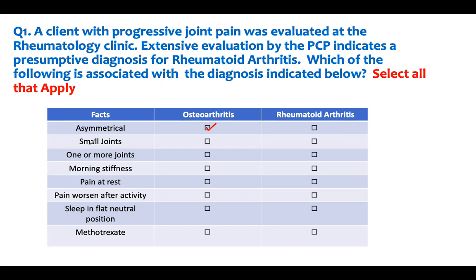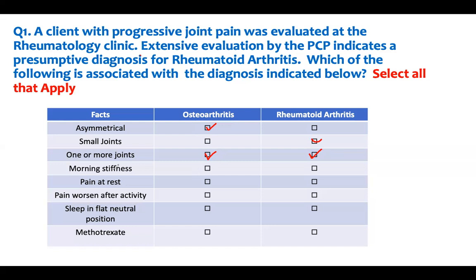Small joints. This is common with rheumatoid. Rheumatoid is very common with the small joints, so your hands and fingers. Osteoarthritis is a bigger joint, so your knees. Older patients complain of joint pain. They are all symptoms of osteoarthritis, not rheumatoid. One or more joints. This can involve both. So osteoarthritis can involve multiple joints, rheumatoid also multiple joints. But remember, it's just one side. This one is both sides.